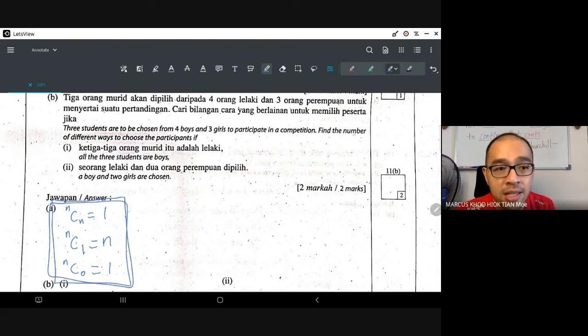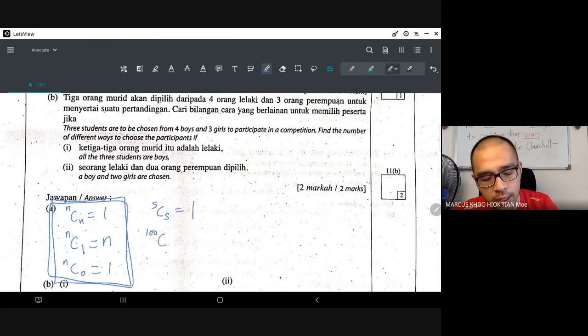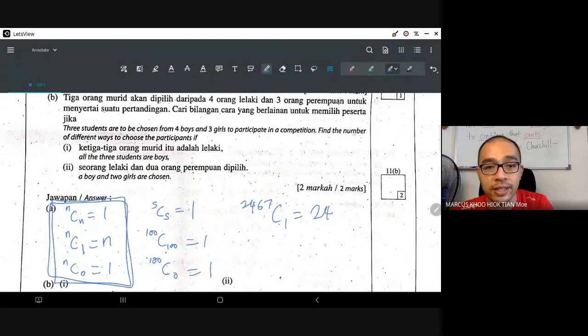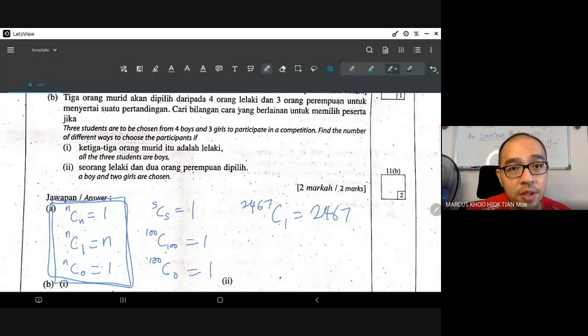And by extension, the values of N can change. It can be 5C5, which equals 1. 100C100 is also equal to 1. 100C0 equals 1. 2467C1 equals 2467. All these things, commit this to memory.